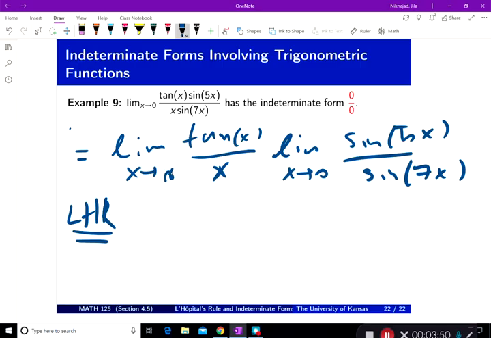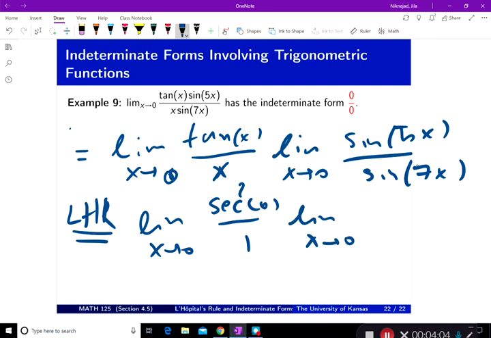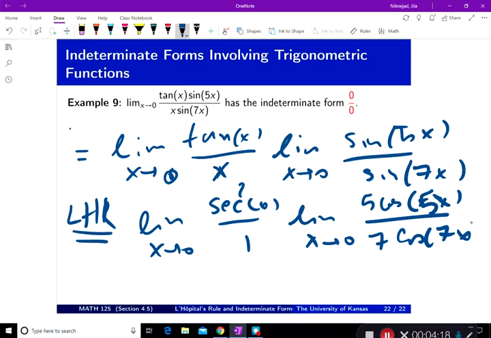In this case, using L'Hopital's rule, what's the derivative of tangent? It's secant squared x over 1. What's the derivative of sine of 5x? It's 5 cosine of 5x. And the derivative of sine of 7x is 7 cosine of 7x. As x approaches 0, cosine of 5x is 1, cosine of 7x is 1. What you're left with is 5 over 7. And secant of 0 is 1 over cosine of 0, which is 1. So the entire thing becomes 5 over 7.